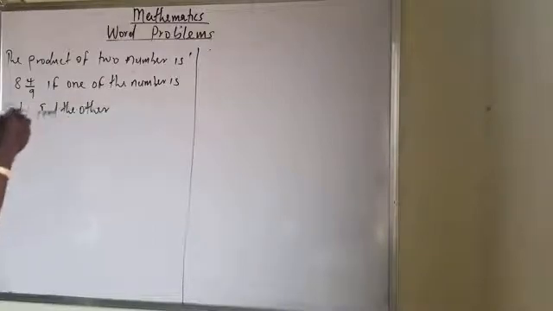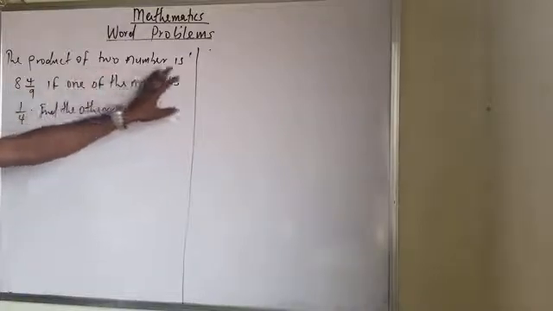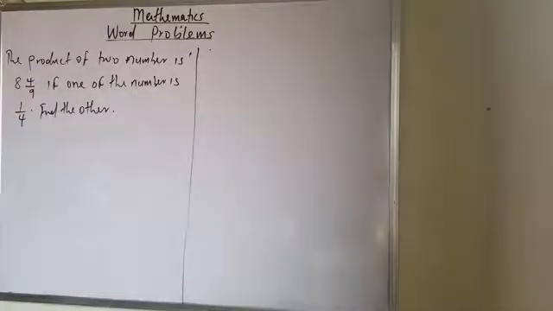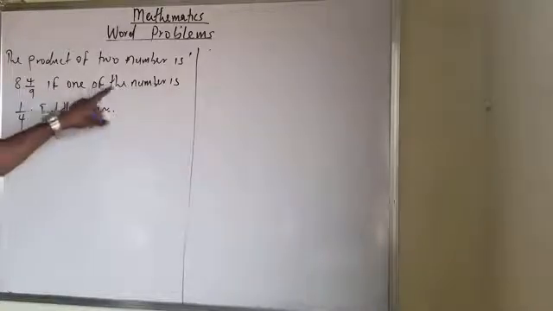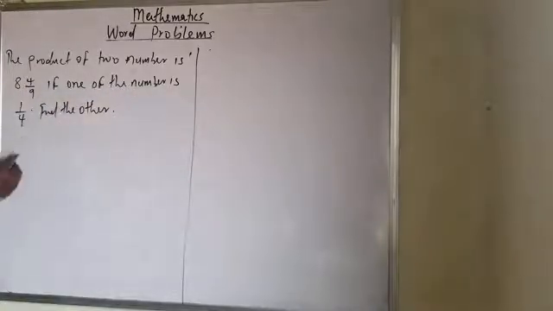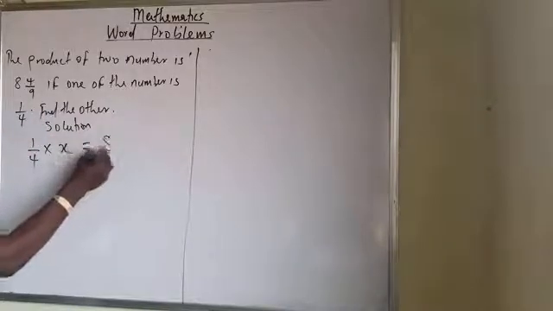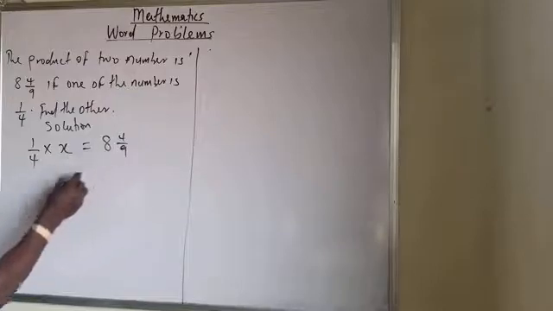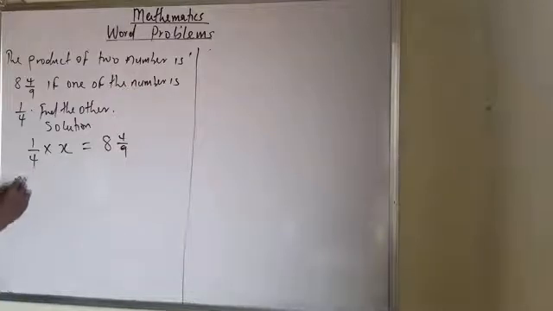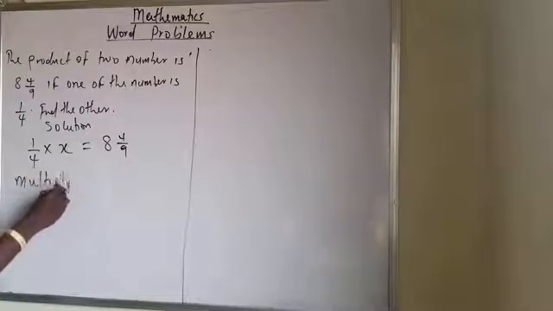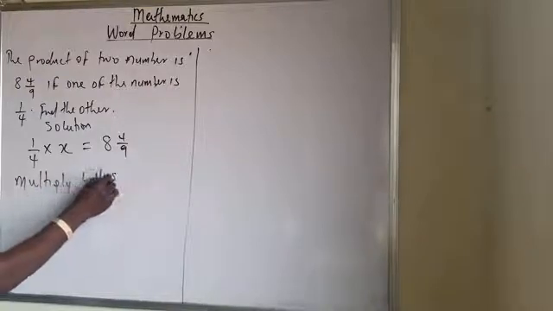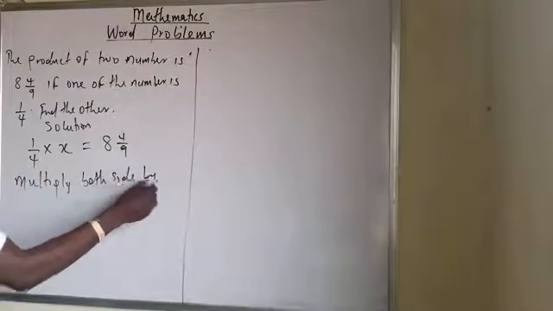See, what I will do here is very, very simple. The product of two numbers is this. If one of the numbers is 1 all over 4, solution to this problem: let the number you don't know be x, equals 8 whole number 1 all over 9, which I will now multiply both sides by 4.